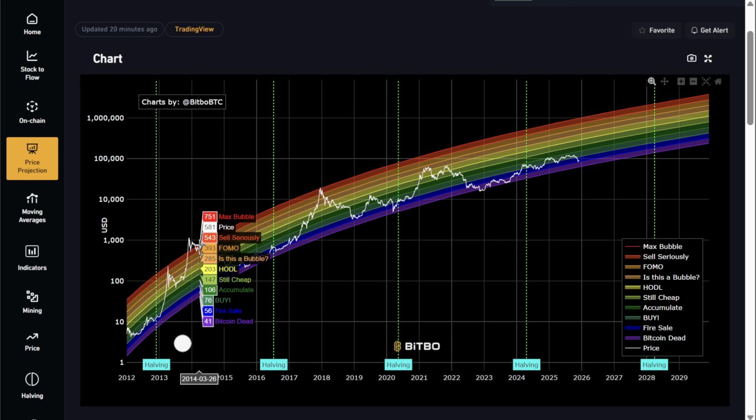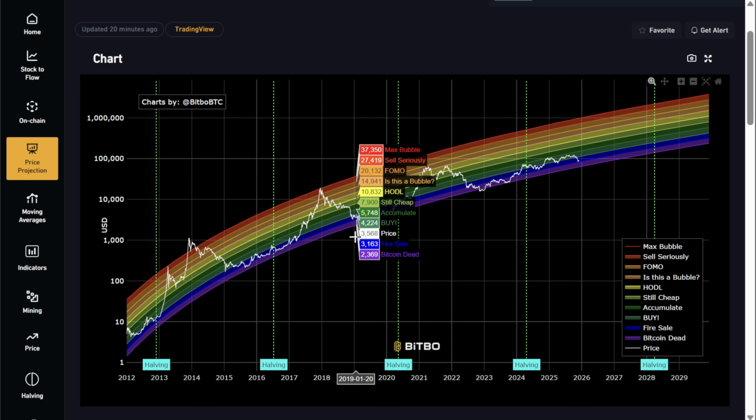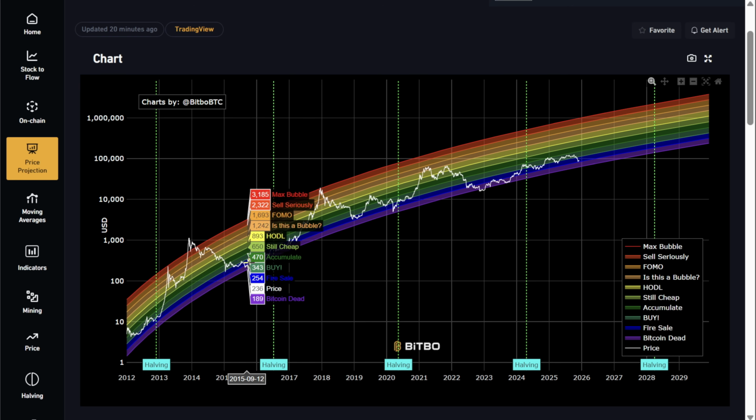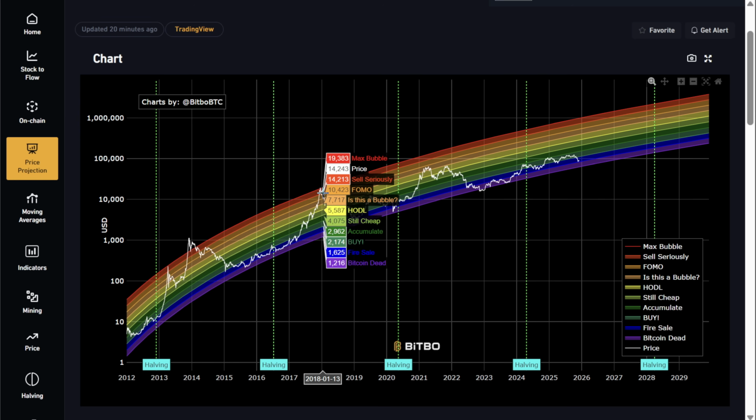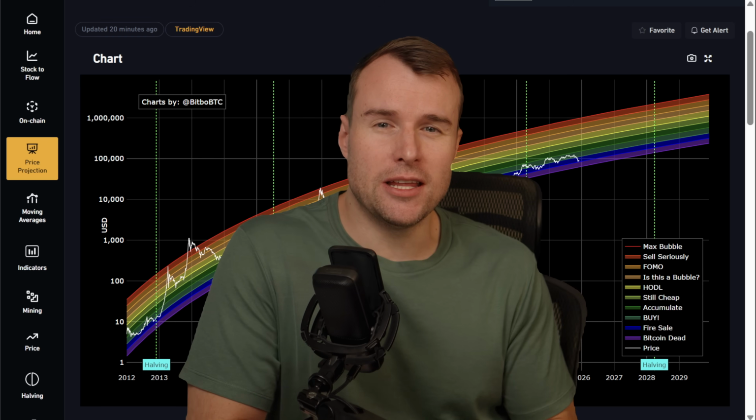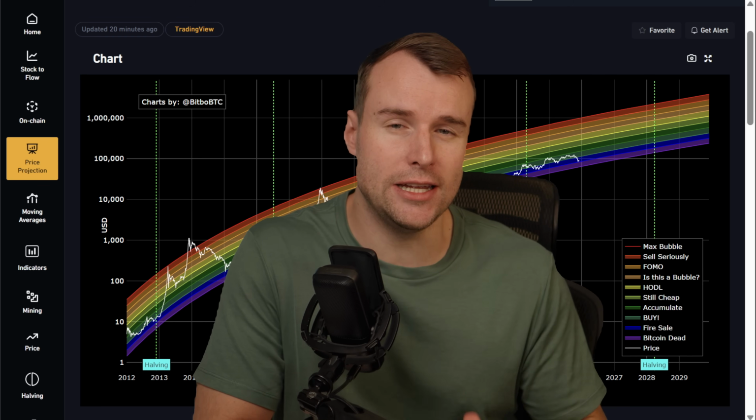And instead of trying to sell the exact top and buy the exact bottom, we can simply just sell as we go closer and closer to the red line, and we can buy as we get closer and closer to the purple line. So fundamentally, this is really the approach we should take for any asset class.